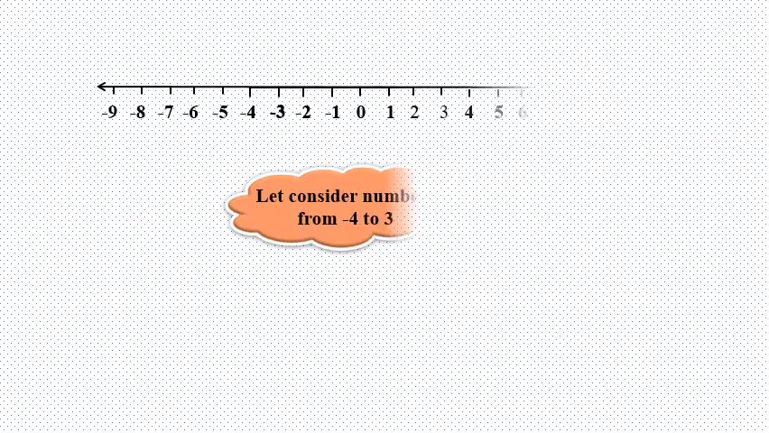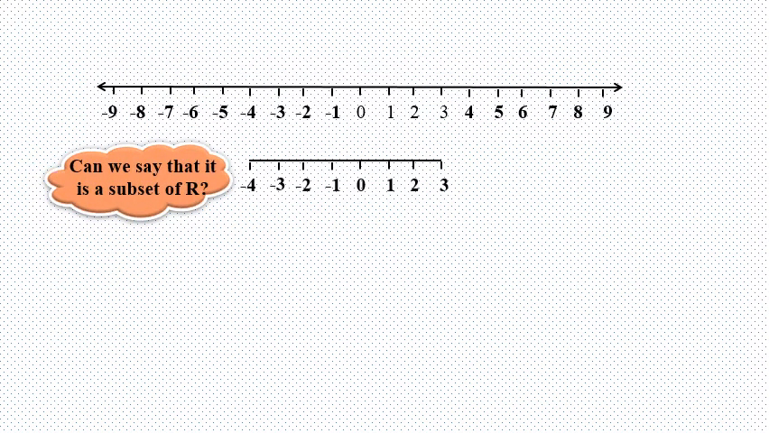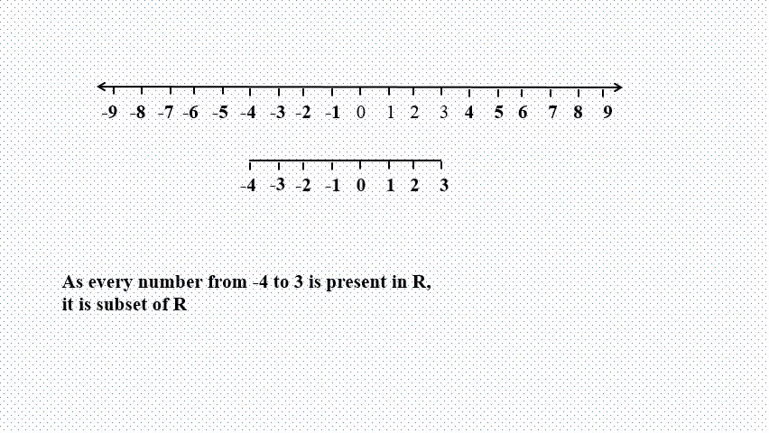Let us consider the real number set from minus 4 to 3. Can we say that it is a subset of R? It's a part of R? Yes. As every number from minus 4 to 3 is present in R, it is a subset of R, because whatever numbers are taken, they come from R only. So you can say it is a subset of R.